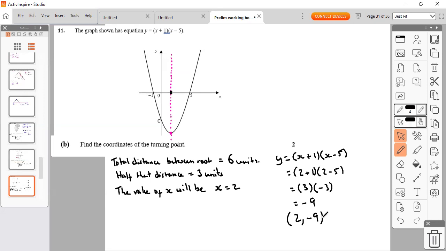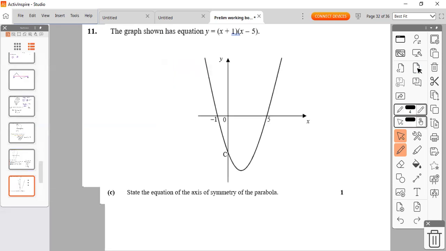Now, by doing that, you've also answered the next question. The axis of symmetry is just x equals 2. Essentially, it's the x value of your turning point. That's the answer to that.